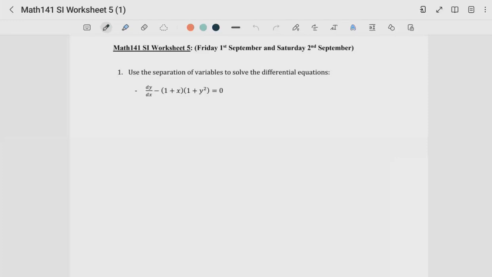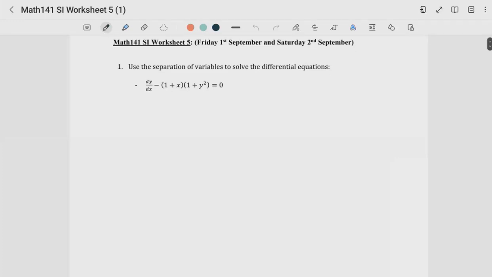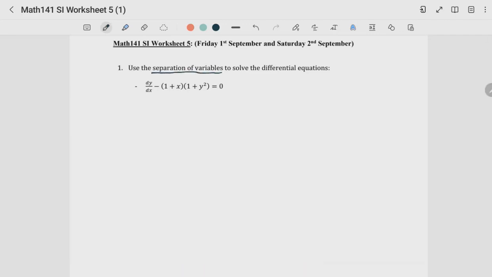In this session, we'll be looking at a few problems dealing with mostly differential equations and how to go about solving them using different methods, right? So looking at this first example that we have here, we have to use the separation of variables method to solve the differential equation that's given here.